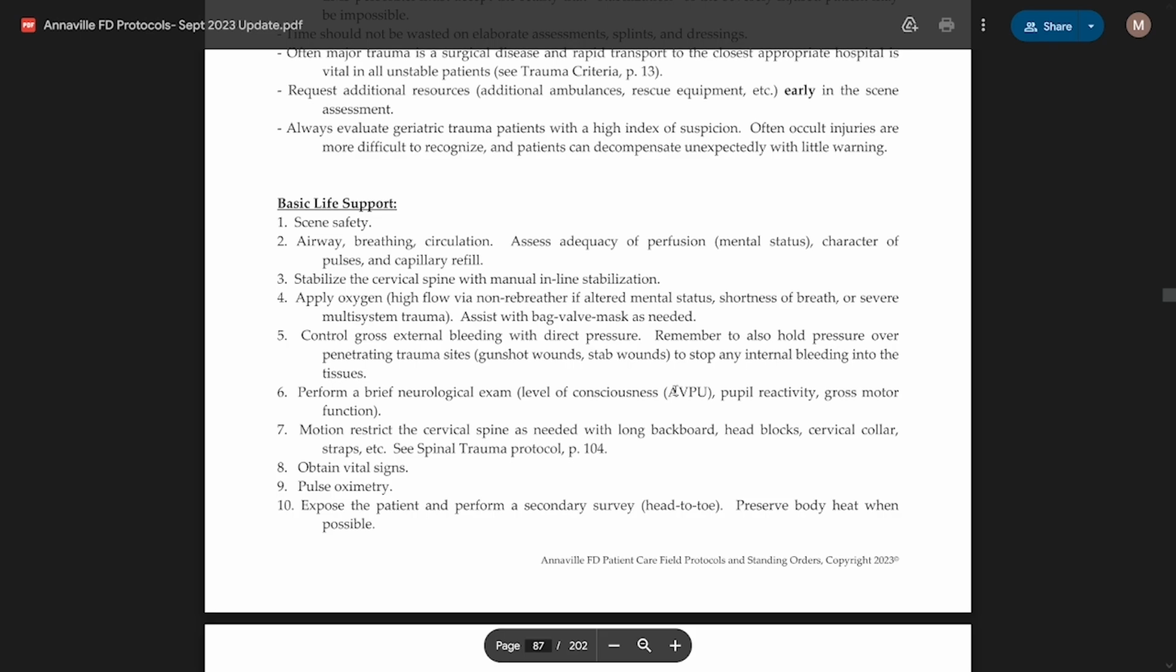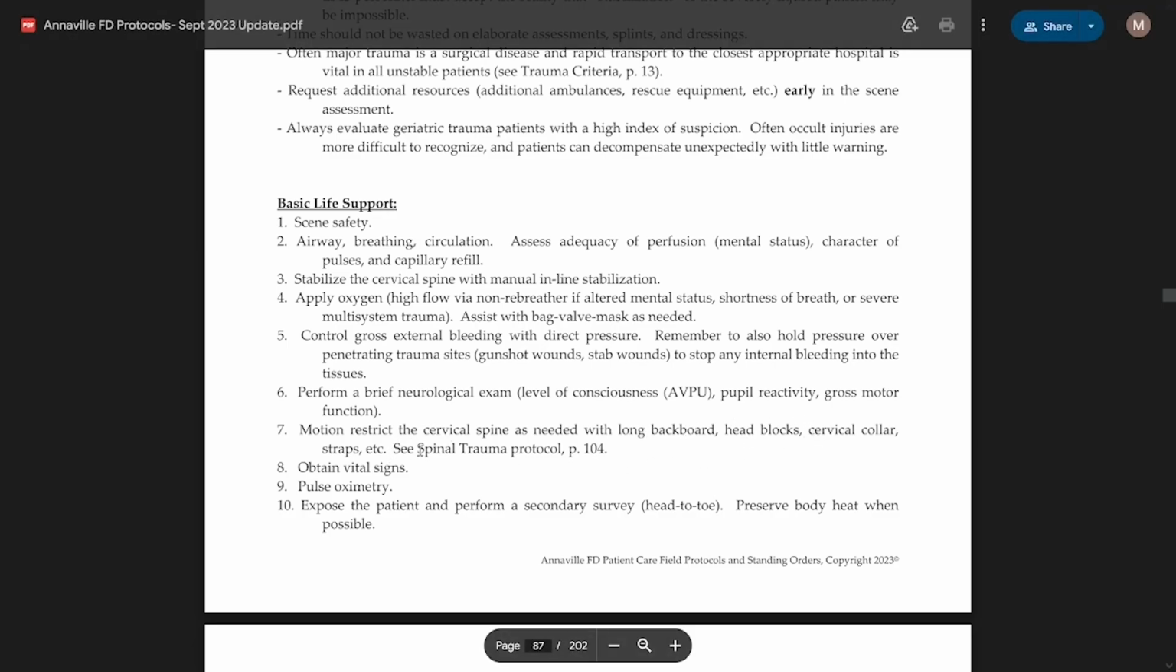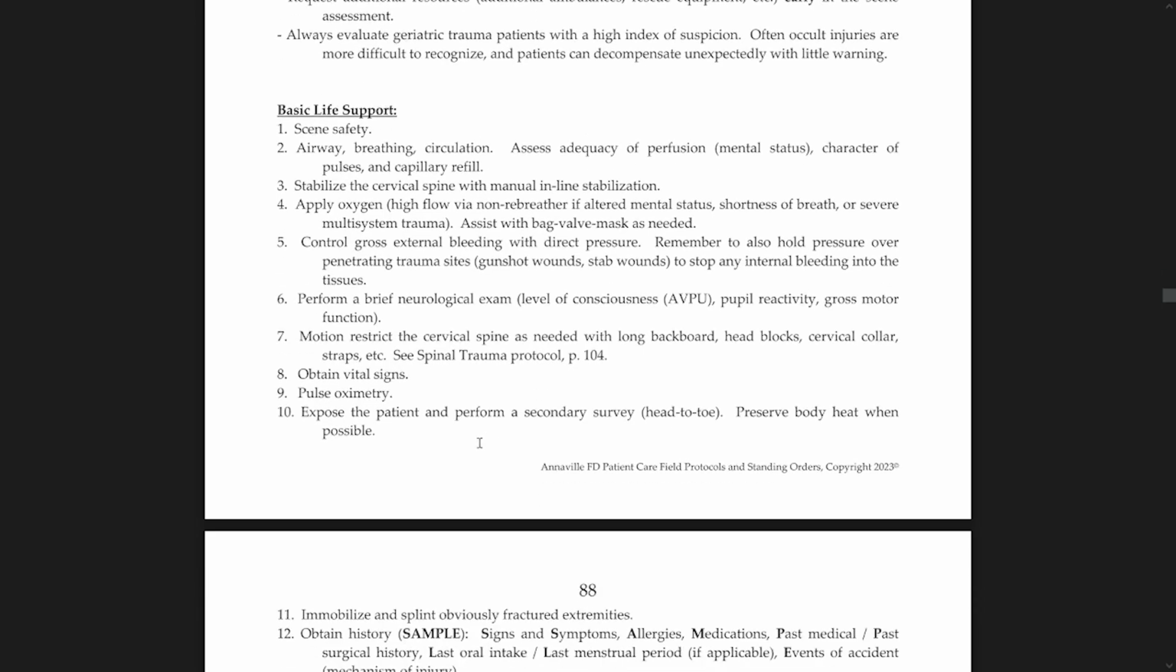Remember to also hold pressure over penetrating trauma sites, such as gunshot wounds and stab wounds, to stop any internal bleeding into the tissue. Perform a brief neurological exam. Check their level of consciousness, their AVPU, which is if they're alert, verbal, painful, or unresponsive. Pupil reactivity and gross motor function. Motion restrict the cervical spine as needed with the long backboard, head blocks, C-collar, straps, etc. See the spinal trauma protocols on page 104.